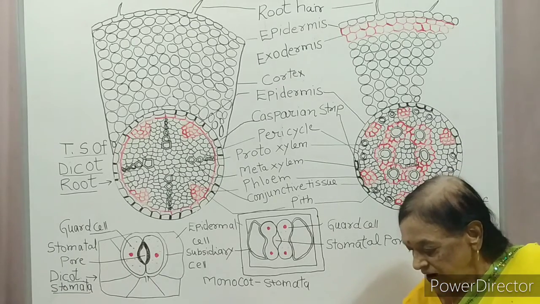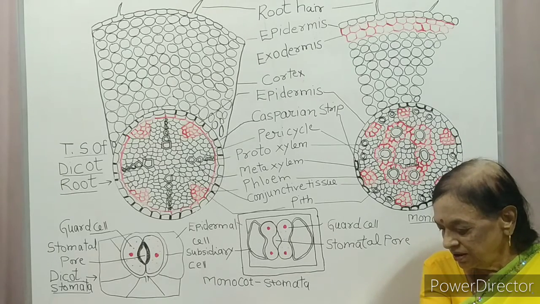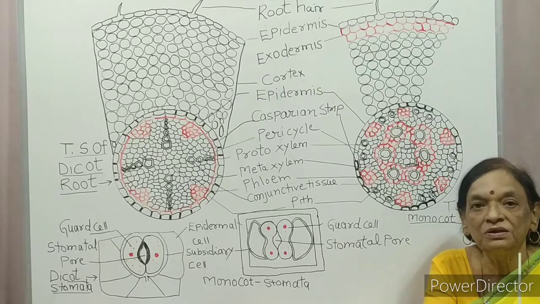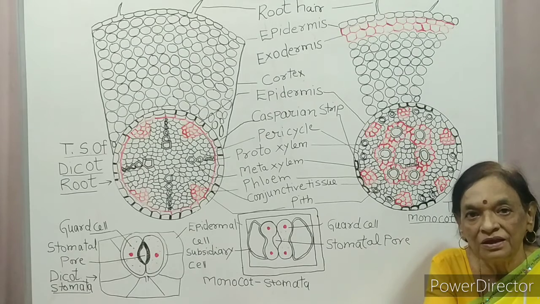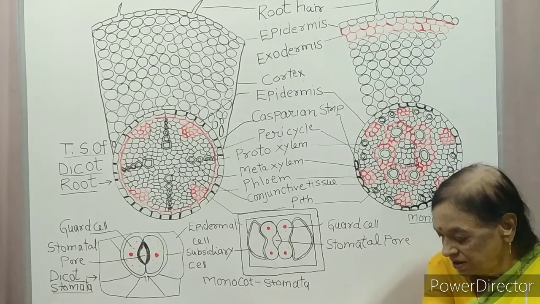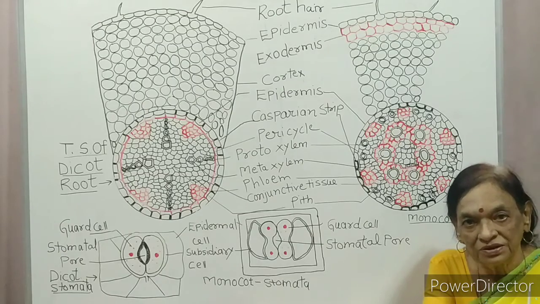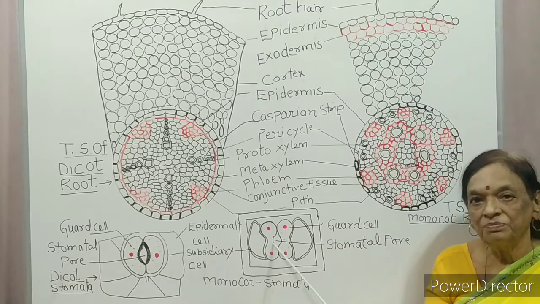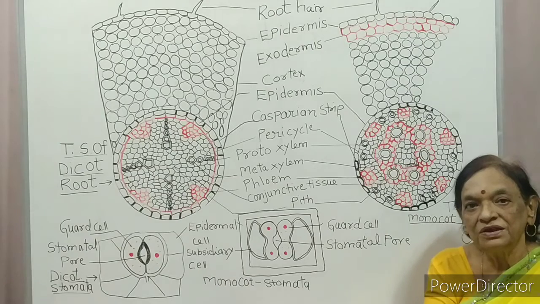Now, guard cell, subsidiary cell and the stomatal aperture. Repeating, stomatal aperture, guard cell and subsidiary cell together form stomatal apparatus. What is the function of stomata? It helps in transpiration and in exchange of gases.